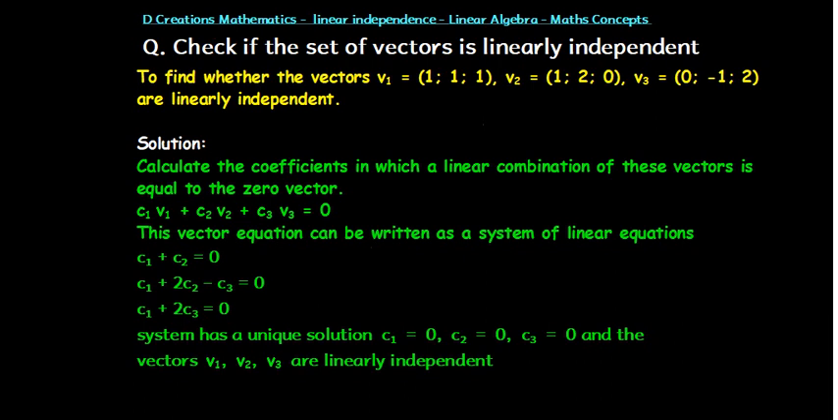We have been given a set of vectors, namely v1 is (1, 1, 1), v2 is (1, 2, 0), and v3 is (0, -1, 2). And we need to check whether these vectors are linearly independent. So let us recall the concepts we have already learned.